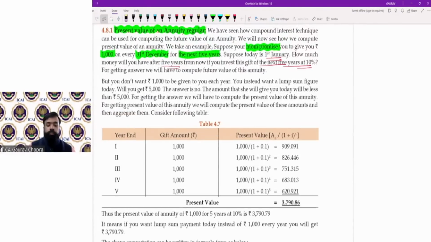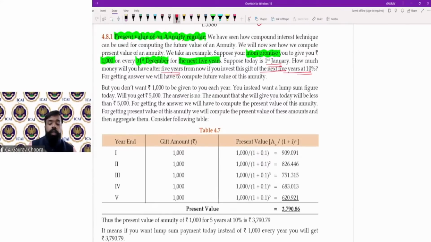So if you see how much you are receiving, rupees 1,000 every year. So in 5 years, you will receive 5,000 rupees. But if you want to calculate the present value of this money, then how do we calculate? So first of all, we will write the gift amount. How much is the gift amount? 1,000 every year. So this is the gift amount. Now the point is, this 1,000 you are receiving after 1 year. That is at the end of 1 year. And from today, if you compare, what is the gap? Gap is of 1 year.